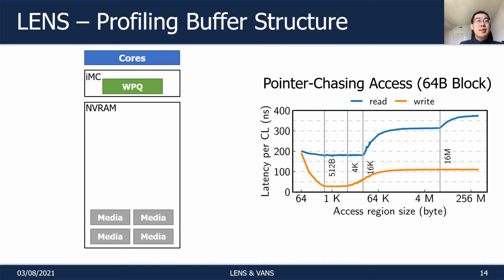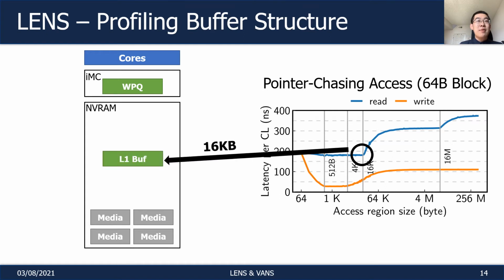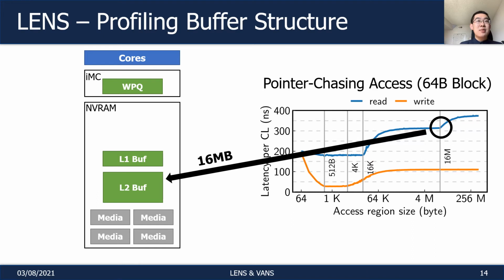In this test, the read latency starts to increase from 16 kilobyte region size, which means there's a 16 kilobyte buffer that overflows at this point. We denote it as L1 buffer. For the same reason, there's a 16 megabyte L2 buffer. The L2 buffer latency is about 100 nanoseconds, which means it's inside a DRAM.